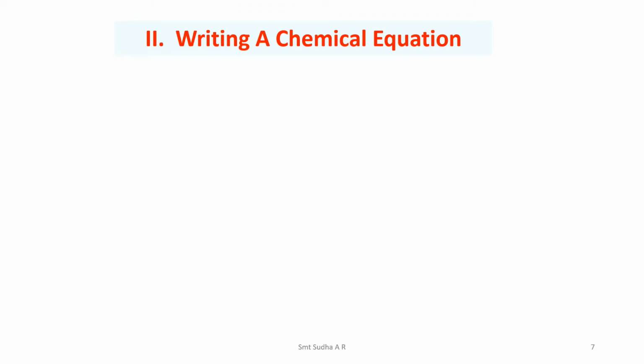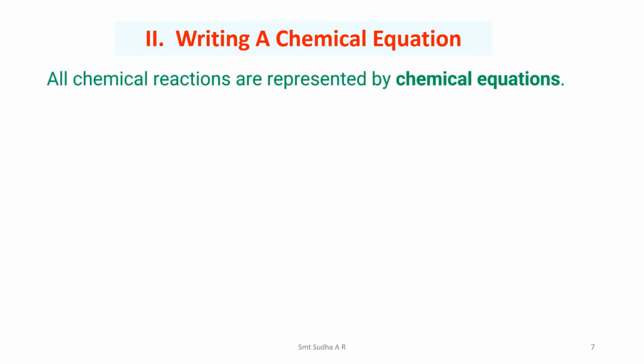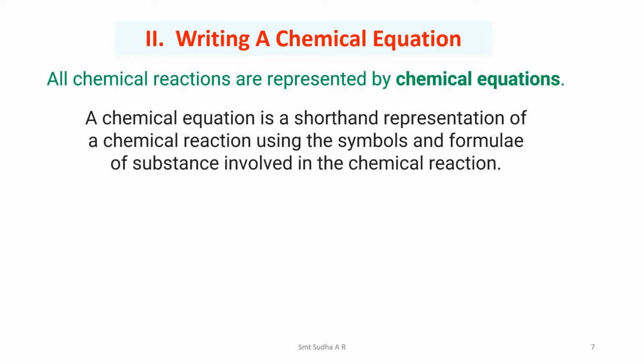Let us learn how to write a chemical equation. All chemical reactions are represented by chemical equations, as you have already learned. A chemical equation is a shorthand representation of a chemical reaction. For the question, what is a chemical equation, you can also say it is a symbolic representation of a chemical reaction. Or you can write: a chemical equation is a shorthand representation of a chemical reaction using symbols and formulas of the substances involved in the reaction.